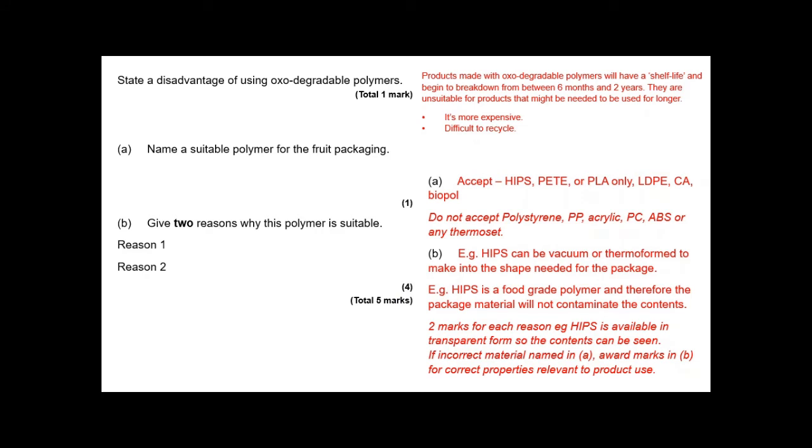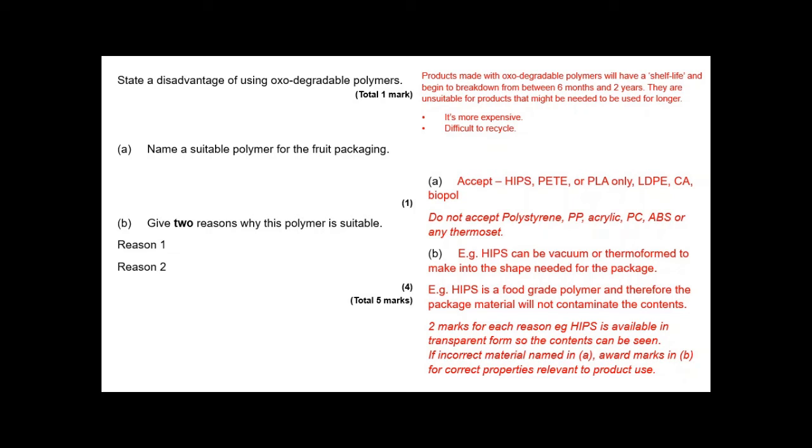So what you've got is: state a disadvantage of using oxidegradable polymers. Typically they are more expensive and they are quite difficult to recycle. Name a suitable polymer for fruit packaging. You could have had something like HIPS, PET or PLA. What you can't say is anything like polystyrene, polypropylene, acrylic, ABS or any thermosetting plastic like that.